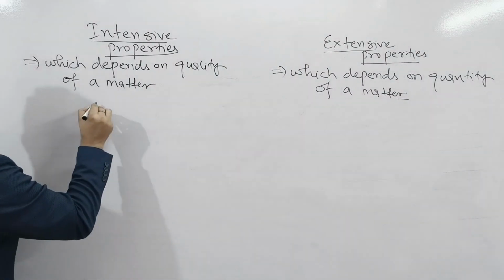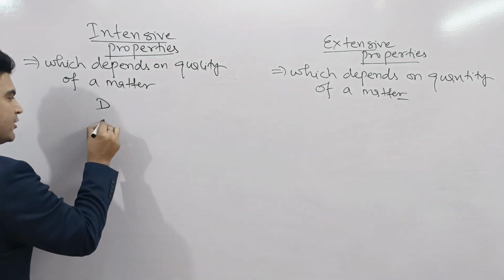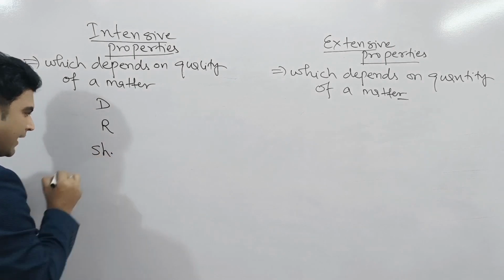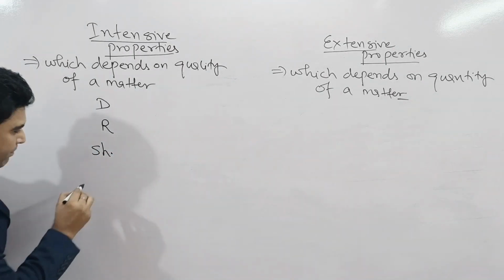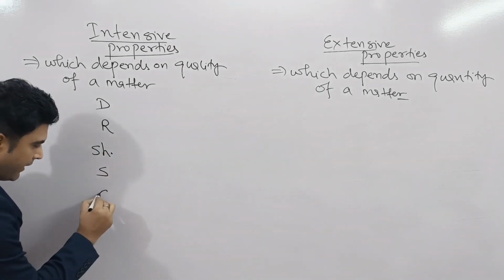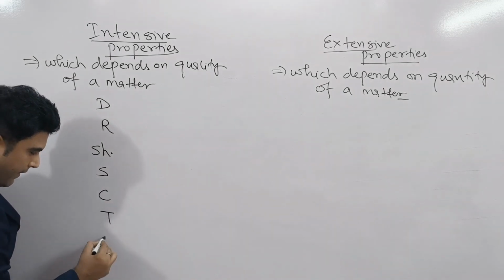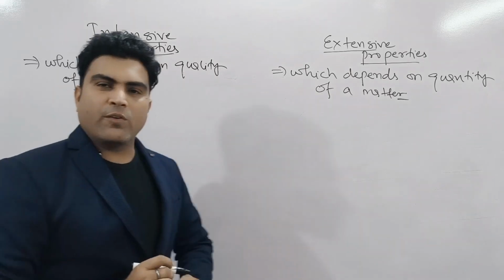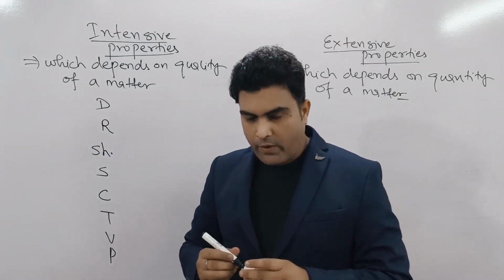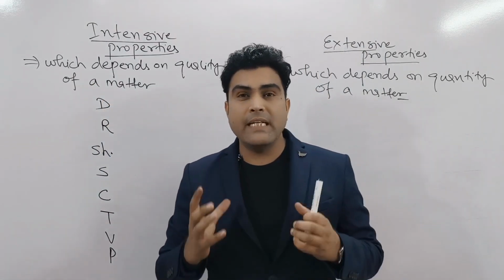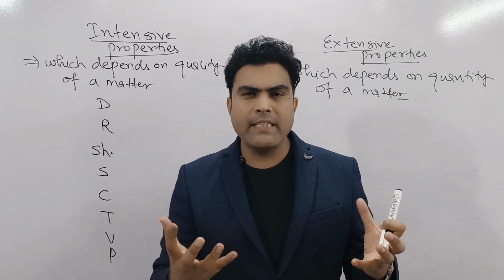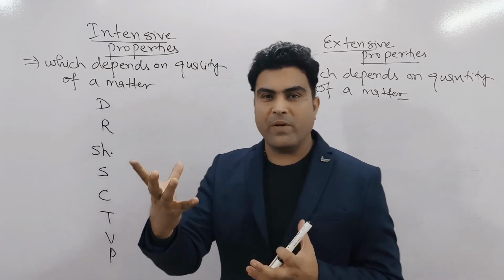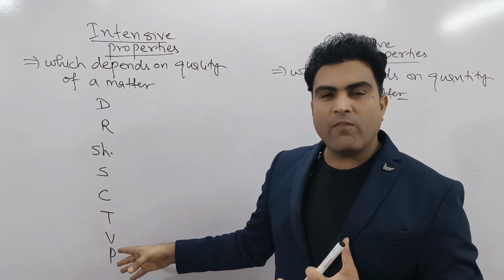So, how do we write Doctor? DR in short. Shri, we write like SH. Sandeep, S. Chaudhary, C. TV par hai. Dr. Shri Sandeep Chaudhary TV par hai. Why is he on TV? Because he has done an invention. It is his internal quality, meaning an intensive property. So these are the examples of intensive properties.